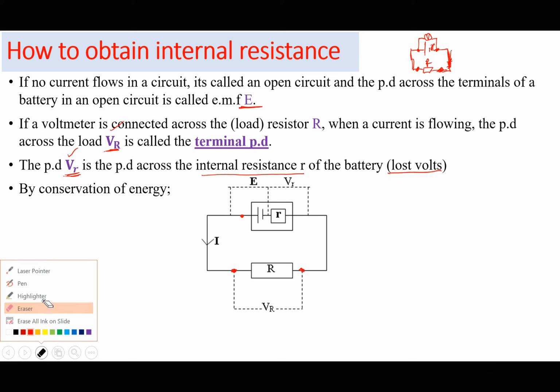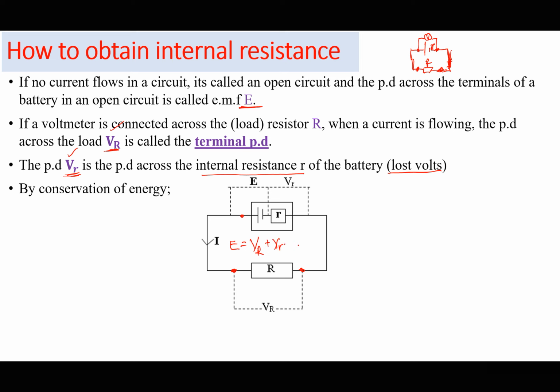energy, if there is no current being delivered, the EMF is E. When the current is delivered, the reading of the voltmeter is V subscript R. That means something has been lost, and what is lost is V subscript small r, which is the lost volts. Therefore, by conservation of energy, we say that the EMF equals the terminal PD plus the lost volts. Or precisely, E equals V subscript R plus V subscript small r.